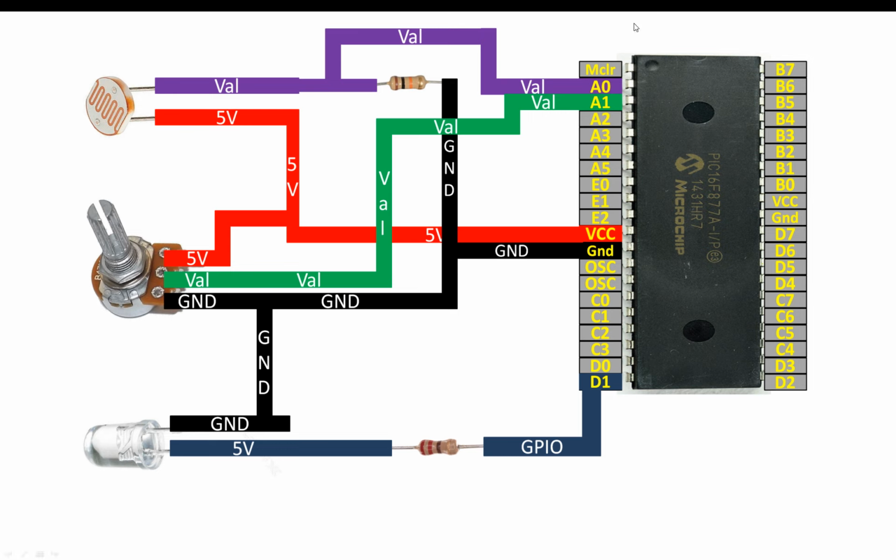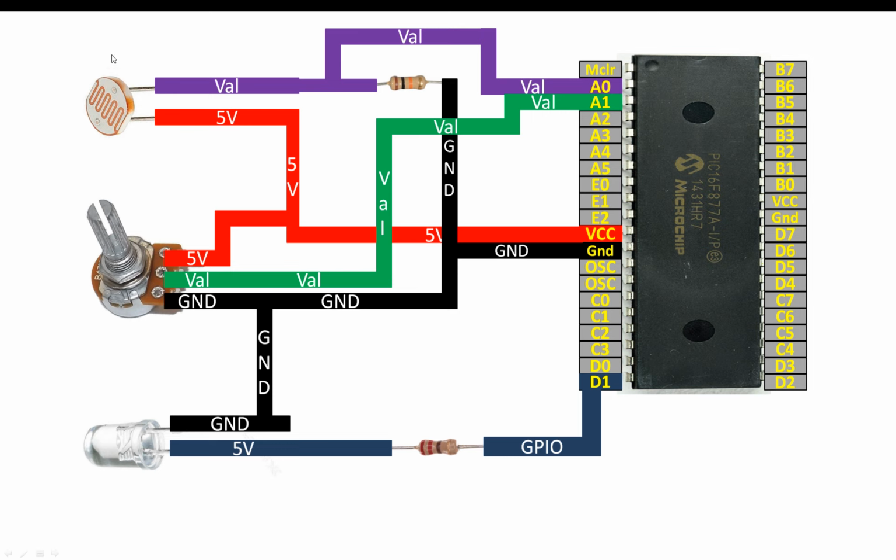Now what is going to happen is that our LDR will receive the light signal value from the surroundings. Whatever light is falling on it, it will give a value to the PIC. And then our potentiometer will also send a value to the PIC, but this value is dependent upon the rotation of this knob. The more you rotate this knob, the value will change, increase or decrease, depending upon how much you have rotated it.